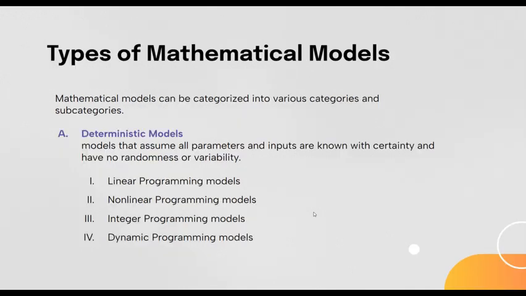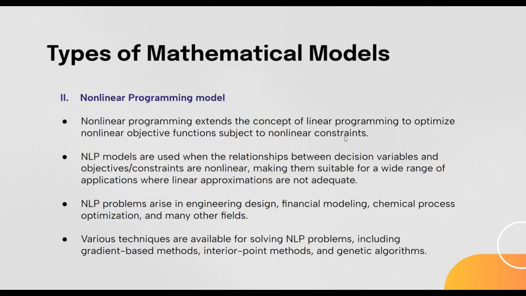So next we have types of mathematical models. Mathematical models can be categorized into various categories and subcategories. So first of all, we are going to discuss the deterministic models. Deterministic models assume that all parameters and inputs are known. So these are the models in which we already know our inputs. Your problem, whatever your system is, you know what is going into that system.